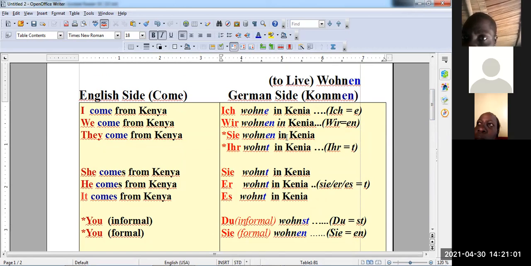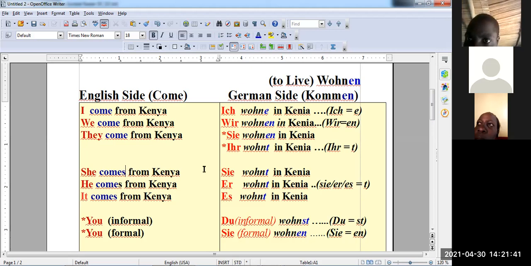Then maybe I point to my friends who live in England. Sie wohnen in England. Or ihr wohnt in England. Then I turn to she: Sie wohnt in England. Whether it is respect or not, we are simply saying feminine, she lives. And I tell people, when we say she or he comes, he lives, we add S at the end in English, isn't it?